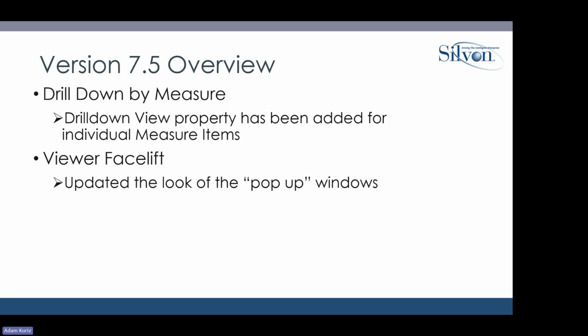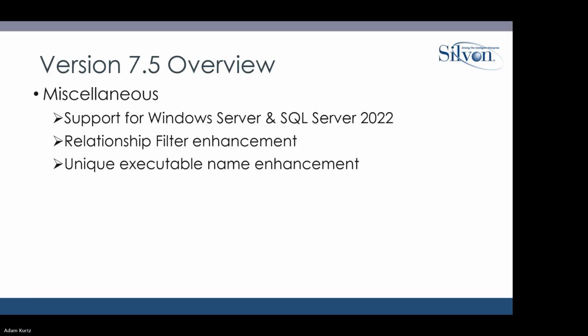Other things that you can do in the new version 7.5 is the drill down by measure. So for each measure column of data, you can designate a drill down view, and you can take the user to another view that might give them more information that's related to that measure. And I'll show you an example of that. And then we updated the look of some of the pop-up windows so that they obviously look more modern. We do now have support for Windows and SQL Server 22.